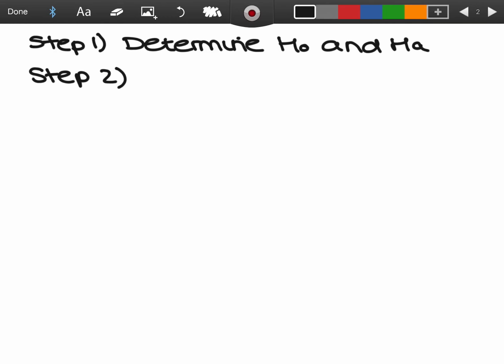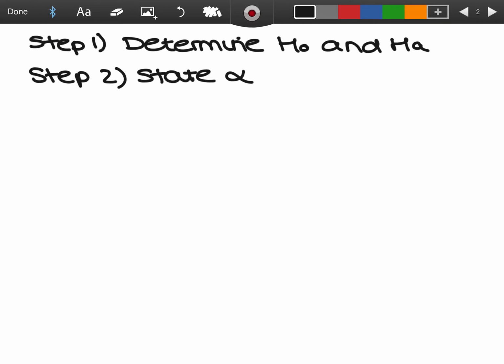Then step 2, you're going to state the significance level. So you're going to state what alpha is. Alpha is that significance level. It's the level at which they want to conduct the test. It's the proportion or the percentage of time that they want to reject that null hypothesis. So if you've got an alpha, the significance level, equal to 0.05, you want to reject your null hypothesis 5% of the time, and you want to fail to reject it 95% of the time in that case.